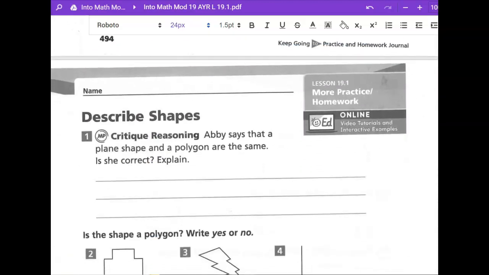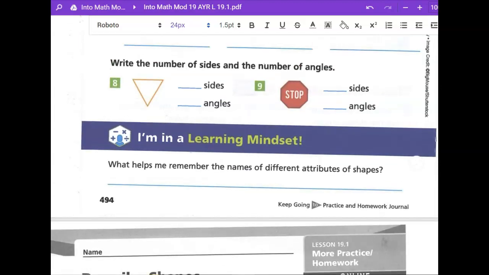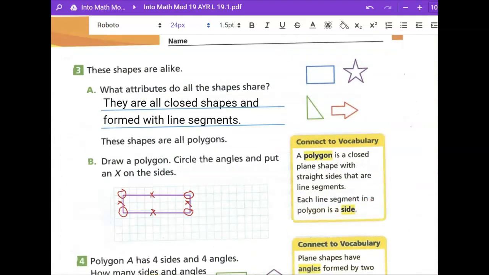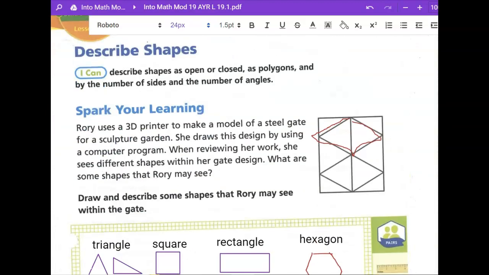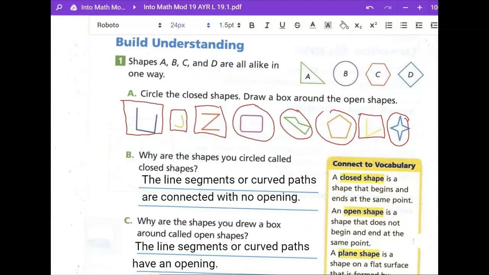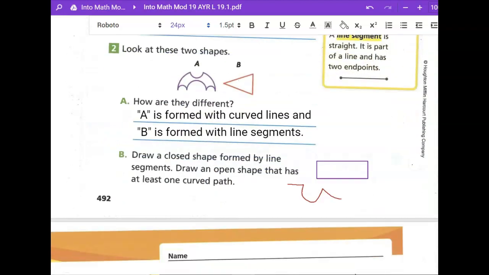Okay, I want you to go ahead to the homework and let's talk about number 1. Abby says that a plane shape and a polygon are the same. Is she correct? Let's go back and read what a plane shape is. Find your yellow box that talks about a plane shape. A plane shape is a shape with a flat surface that is formed by curved paths, line segments, or both.